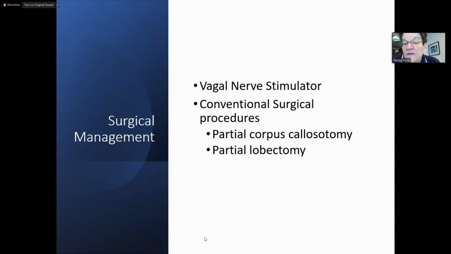The other thing that they may do is what we call a partial lobectomy. No, they don't take out the entire frontal lobe or the temporal lobe or the parietal lobe, but a small piece of it that the seizure starts in, so that if you remove that seizure focus, then hopefully that patient will not have seizures any longer.